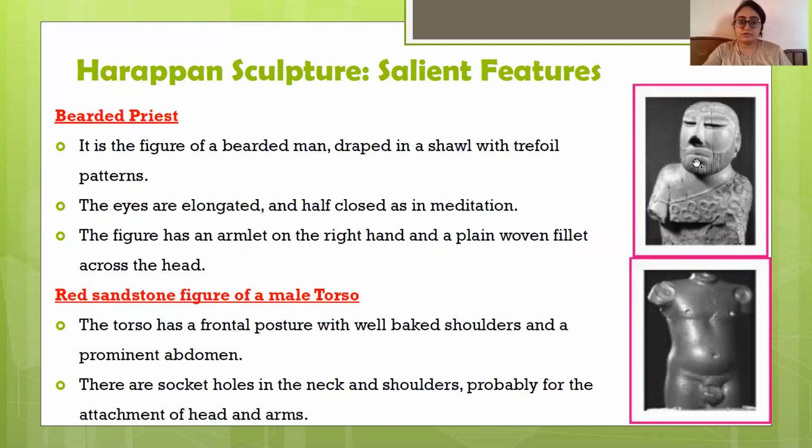He has a beard. Okay. So the figure also has an armlet on the right hand. You can see, this is the armlet which the sculpture is wearing on the right arm, and a plain woven fillet across the head. So these are some features of this bearded priest.